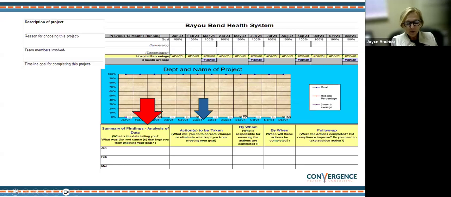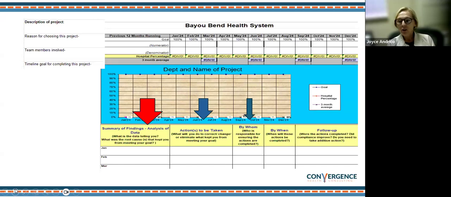So the summary of findings in your analysis of data is going to tell you what actions you need to take. And maybe it's anything from education of new staff, it may be tweaking the process that's in there because it's no longer working, or it's just putting that process back in place that you had before. But the actions are based on what your analysis of the data is.